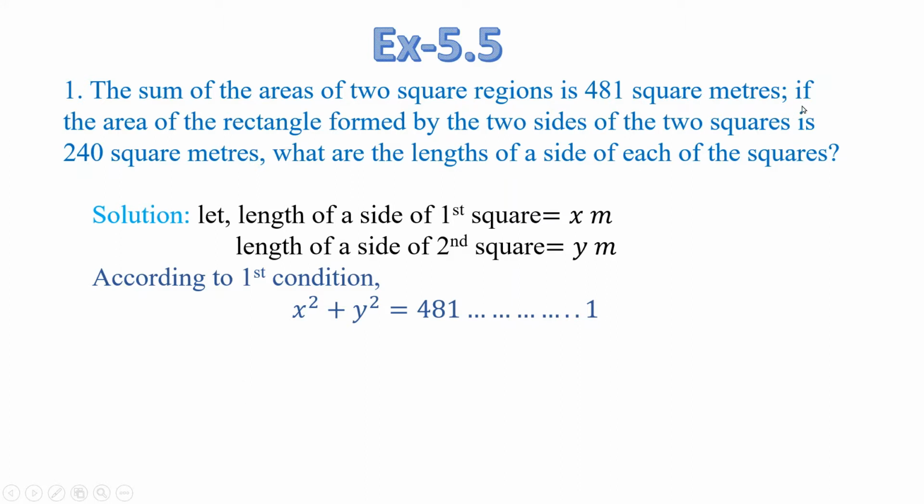And the second condition: the area of the rectangle formed by the two sides of the two squares. That means if we form a rectangle with length x and breadth y, the area of the rectangle will be 240 square meters. Therefore, according to the second condition, you can write xy is equal to 240, because we know the area of a rectangle is equal to length into breadth. Therefore, x into y is equal to 240. Okay, and mark this equation as 2.